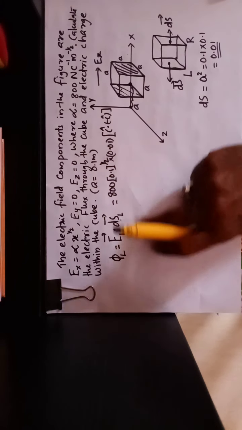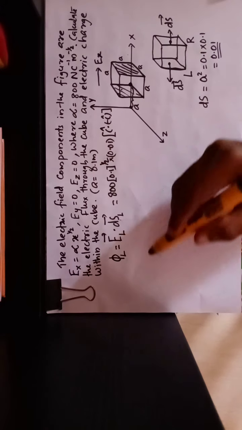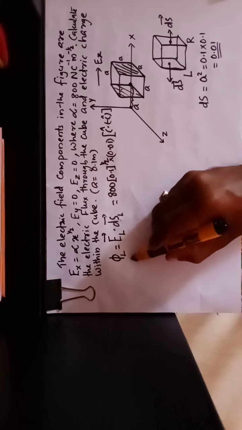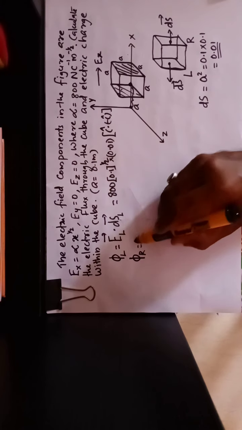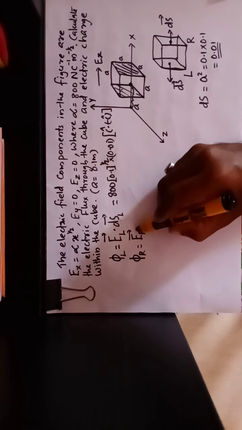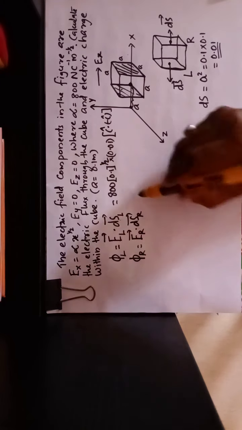Now this is the flux at the left side. We can calculate the value. Before calculating, we will find the flux at right side also. Flux at right side, the same equation we can use. Electric field at the right side, E_R dot dS_R. This is the area vector.